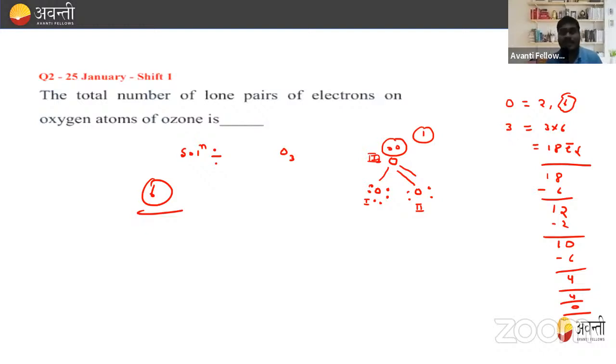If they are asking the number of electrons, then it is 12 electrons. But in this question, they are asking lone pairs of electrons. Lone pair of electrons means 2 electrons form one lone pair. So there are a total of 6 lone pairs: one lone pair, two, three, four, five, and six lone pairs. So in ozone, there are 6 lone pairs. So the correct answer is 6. I hope it is clear to all. Yeah.